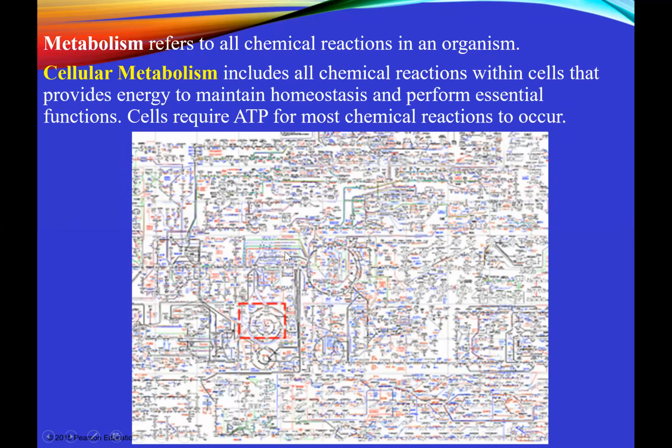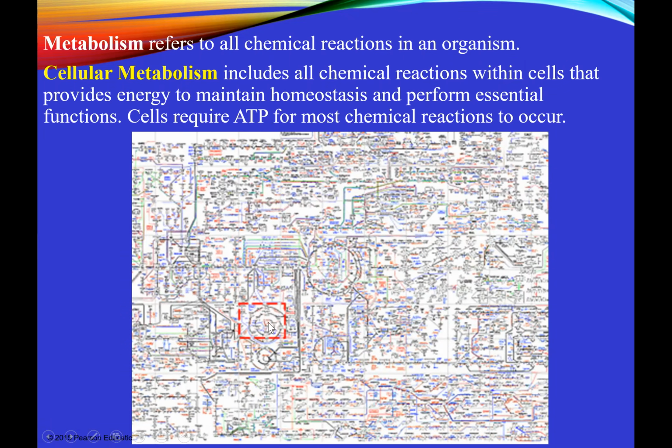A sum total of all the chemical reactions that happen in every cell of your body is called metabolism. In everyday life, we would hear people say, oh, she has high metabolism. That's why she can eat whatever she pleases and still remain slim. So metabolism is talking about all the chemical reactions. All the chemical reactions that happen in one cell at a given time is called cellular metabolism. And in general, for most of these chemical reactions to happen, we need energy.